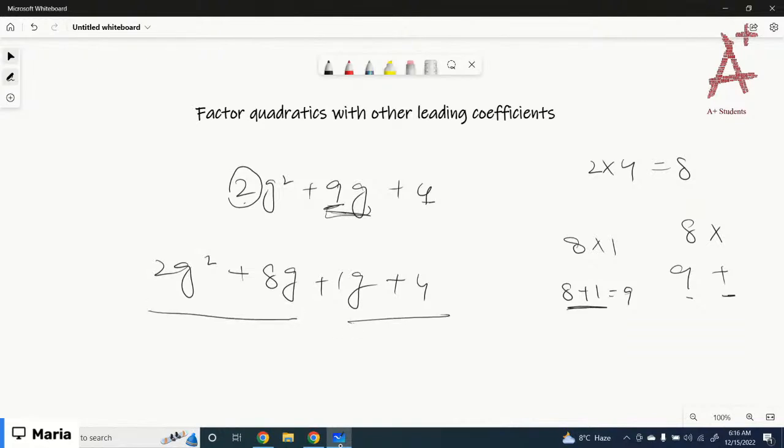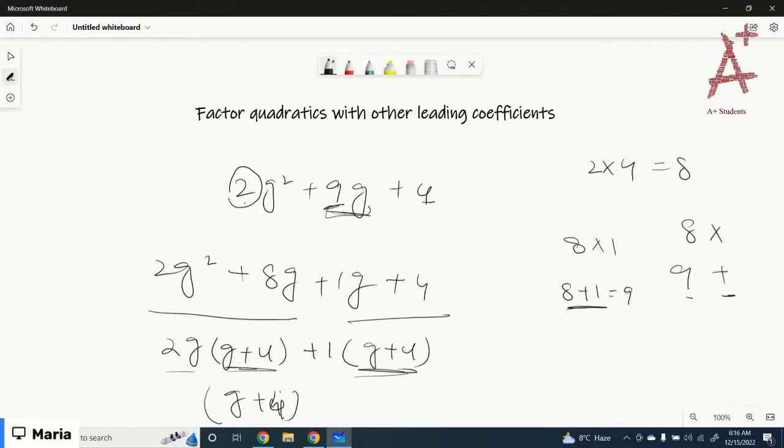So now just factor out. Here you have 2g common, and you are left with g plus 4. Here just 1 is common, and you are left with g plus 4. So look at this g plus 4, g plus 4. It is a common factor and you are left with 2g plus 1. So that's how you factor quadratics like this. Got it?